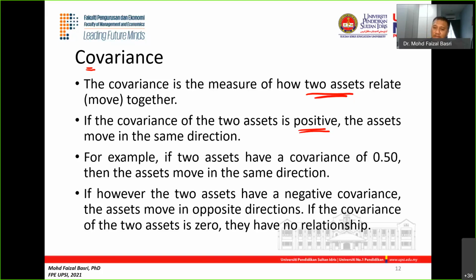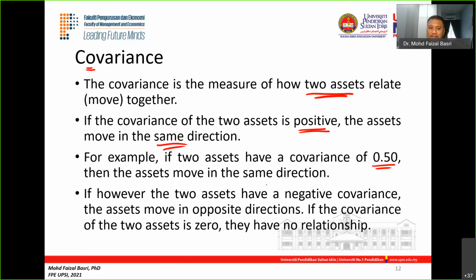Let's say stock A reduces in price. If they have a positive covariance, it means stock B will reduce in price as well. So they go up and go down together in the same direction. For example, if two assets have a covariance of 0.5, they will move in the same direction. It might not be at the same magnitude, but they will move in the same direction whatsoever.